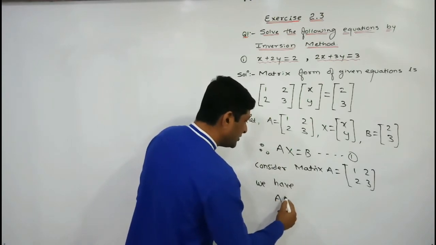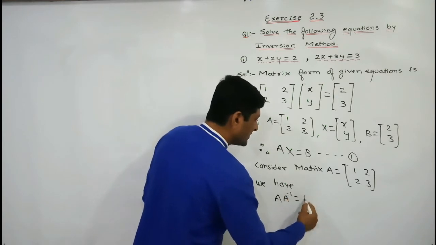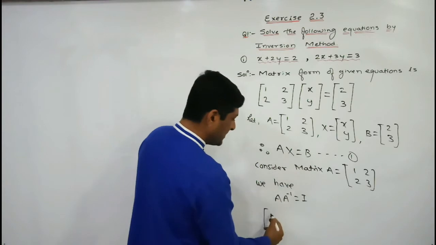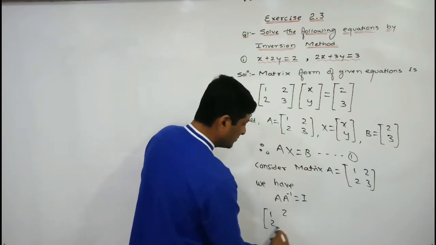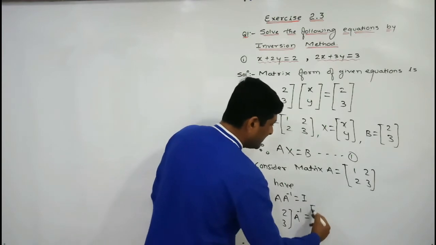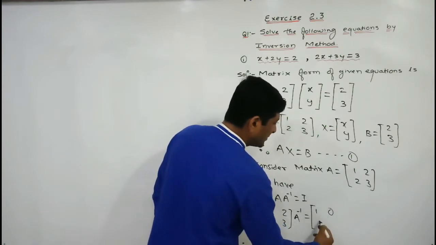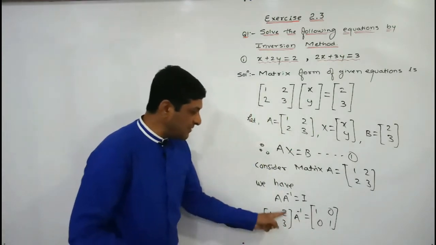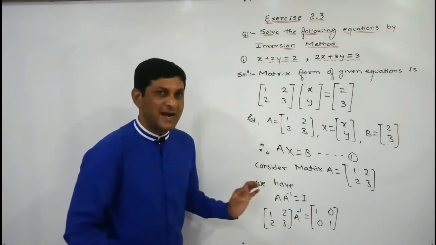That A into A inverse is equal to the identity matrix. Write down the elements of matrix A, where the elements are 1, 2, 2, 3. Then A inverse, keep it as it is. On this side, write down the elements of the identity matrix: 1, 0, 0, 1. Now to find the inverse of this matrix, our aim is to convert this matrix into identity.